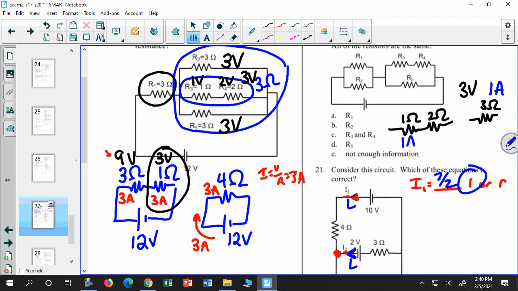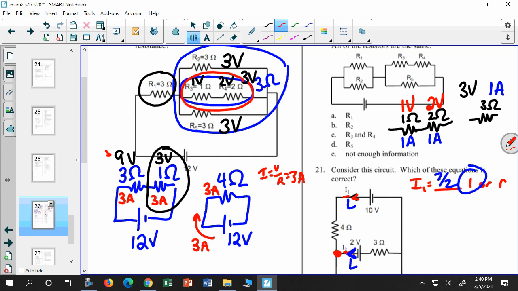That means I have 1 amp here and 1 amp here. That means that the voltage is 1 times 1 or 1 volt, 1 times 2 or 2 volts. So that's how I did that. But over here, I just looked at them and said, well, I got 3 volts split across a 1 and a 2. It's kind of easy because 1 plus 2 is equal to 3.